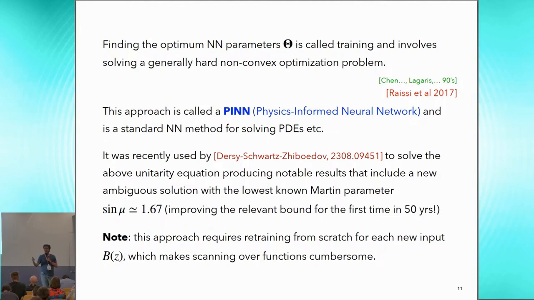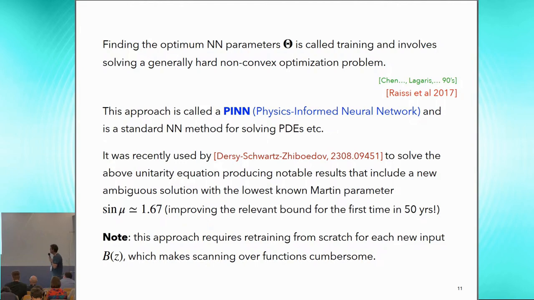So this approach is called a PINN, a physics-informed neural network, and is a standard neural network method for solving PDEs. Here we're not solving a PDE, we're solving an integral equation, but it doesn't matter. This approach was recently used by Sasha Zhiboedov and collaborators to revisit this unitarity equation and solve it using a neural network. And they produced some very nice results.